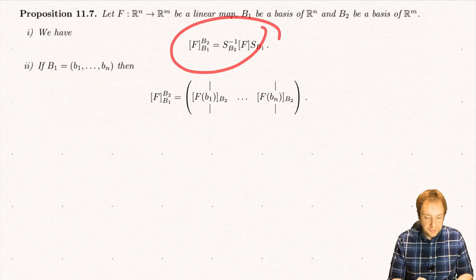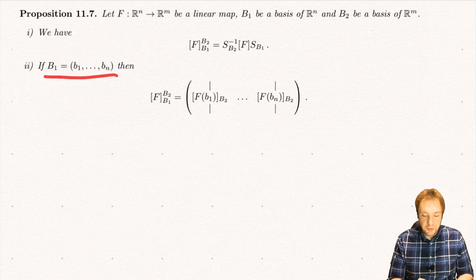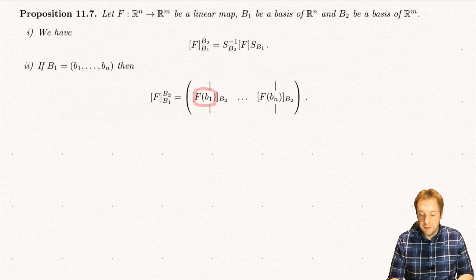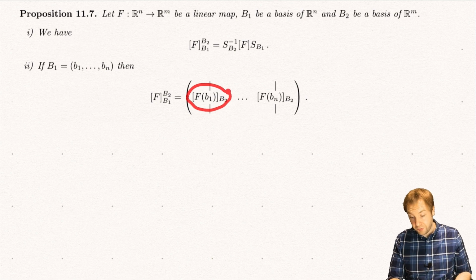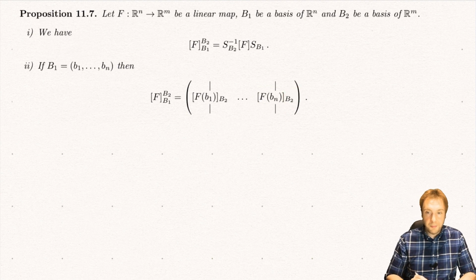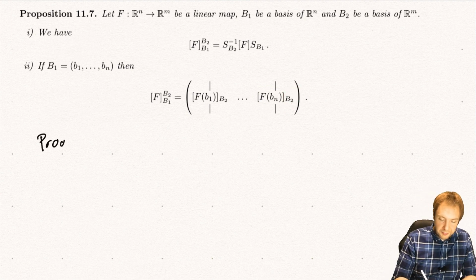And the second statement, which will follow from this, is that if B1 is given by the basis B1 up to Bn, then this matrix is given by the matrix where the first column is the coordinate vector of f of B1 with respect to the basis B2, up to the last column, the coordinate vector of f of Bn with respect to the basis B2. So let's prove this.